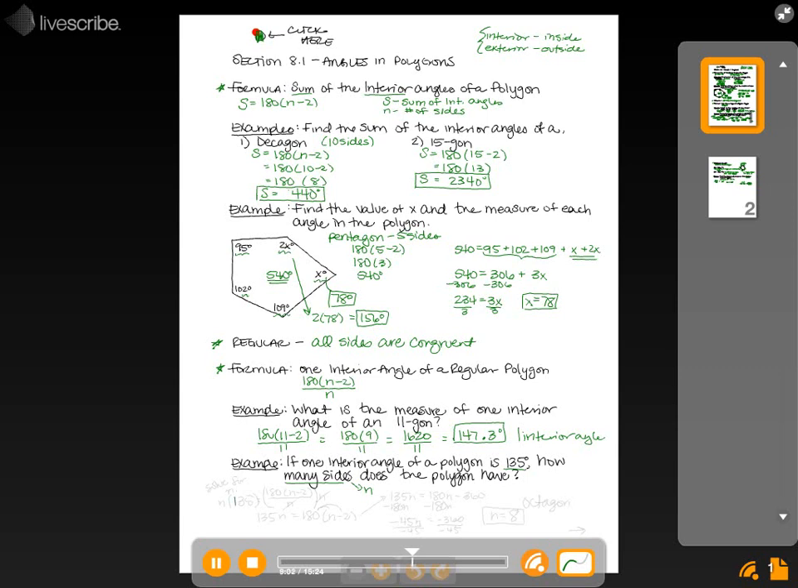We know that one angle is 135, and that's got to equal what our formula would be if we knew what n was. So 135 equals 180 times n minus 2 divided by n. We're going to simplify this. We're going to solve for n.